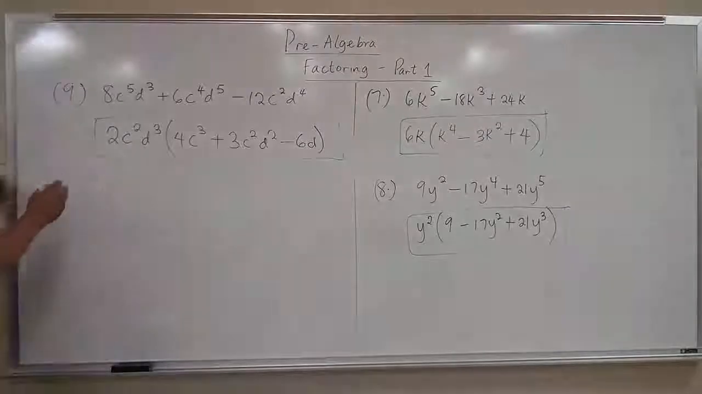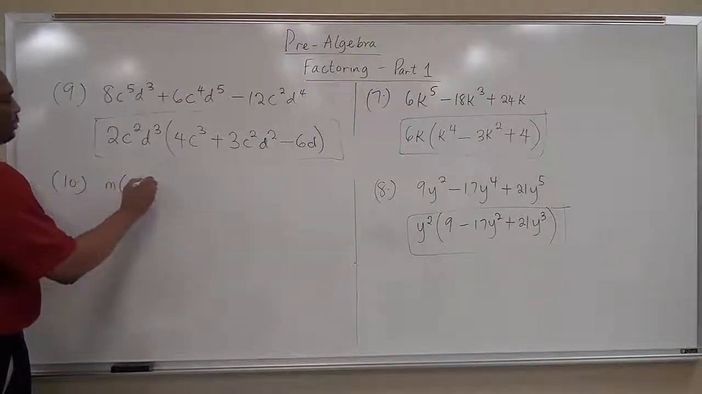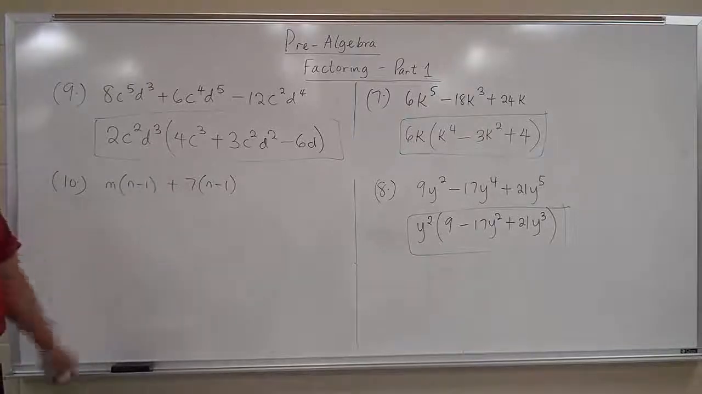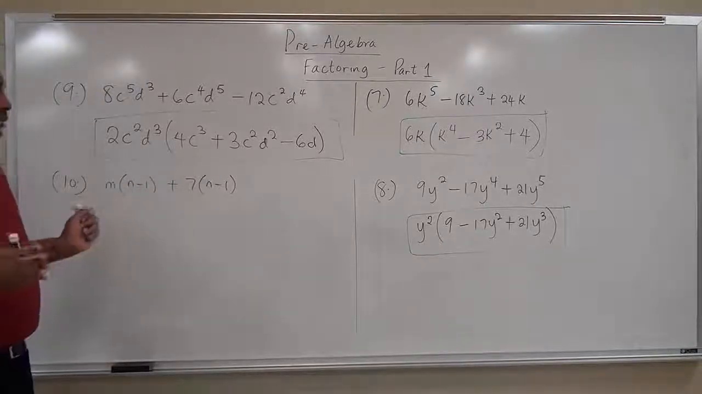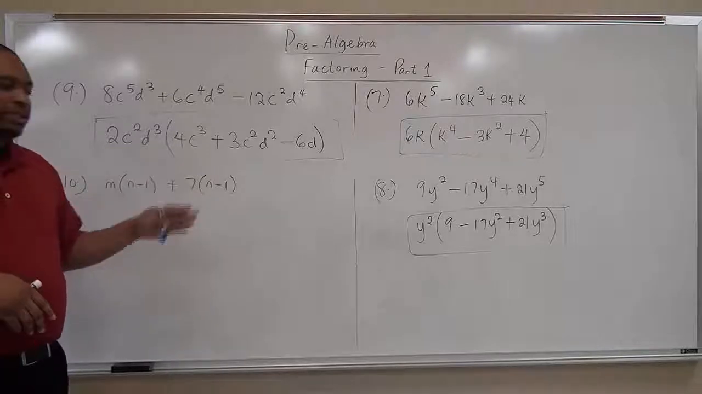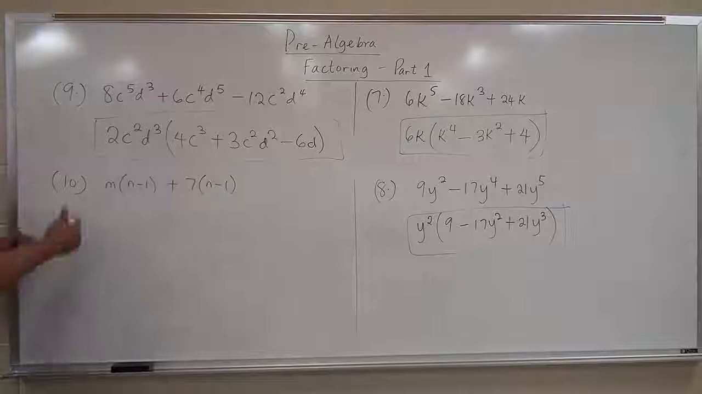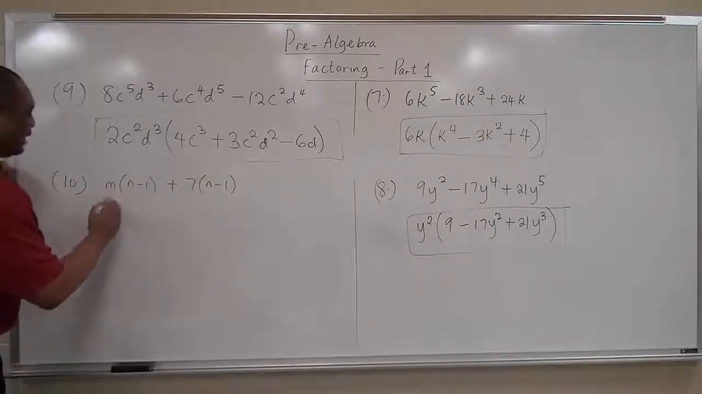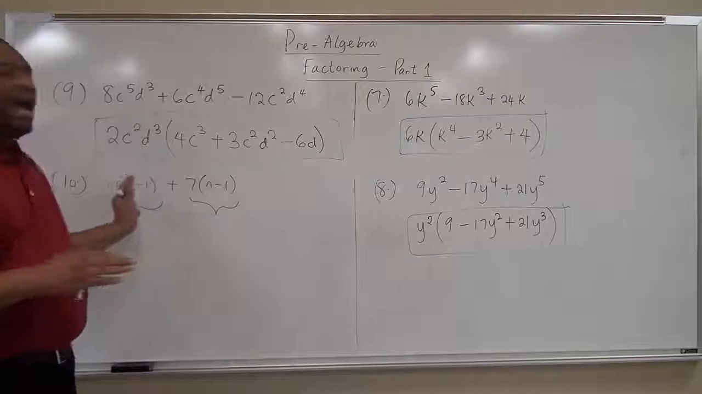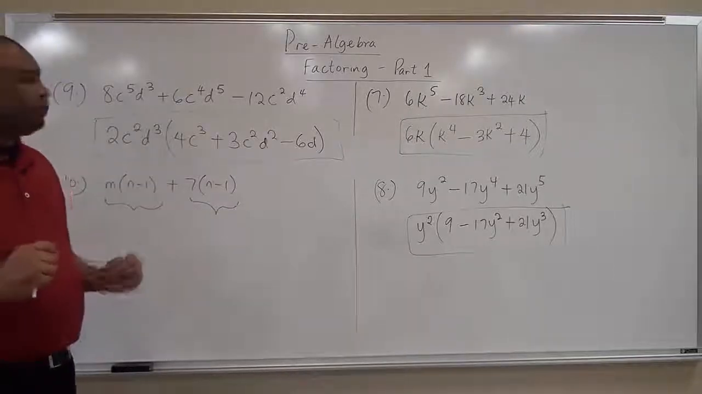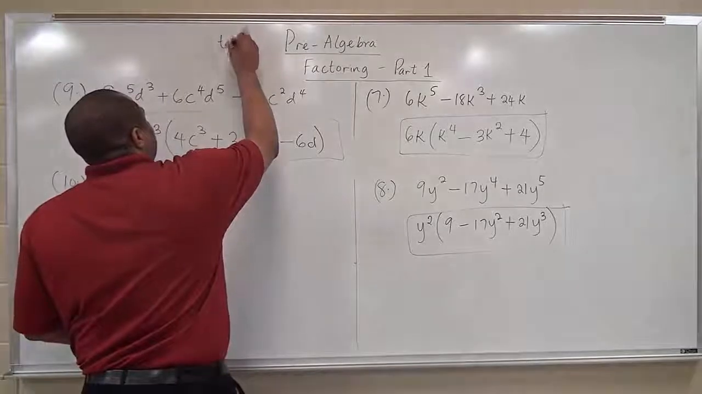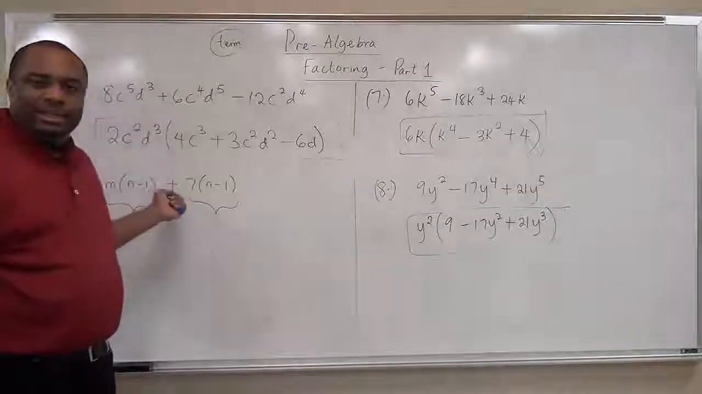Factoring by GCF. Question 10. m times n minus 1 plus 7 times n minus 1. You look at this. What is common? When I teach this, I'm going to teach it two ways. You can do it with the horizontal method. Looking at this, the first term is m times n minus 1, and the second term is 7 times n minus 1. And it's joined by an addition sign.